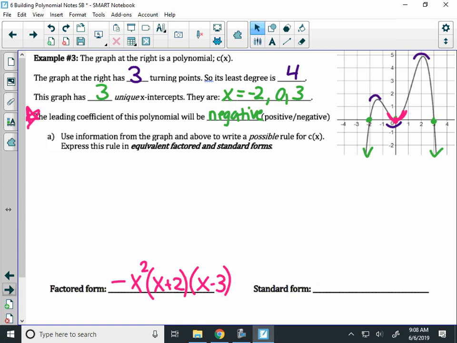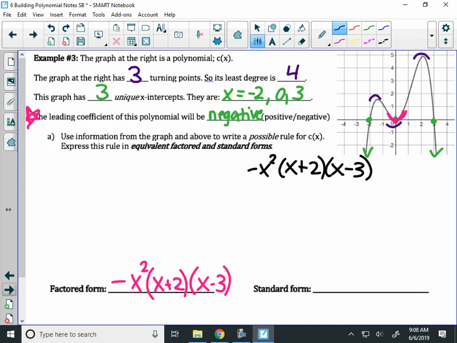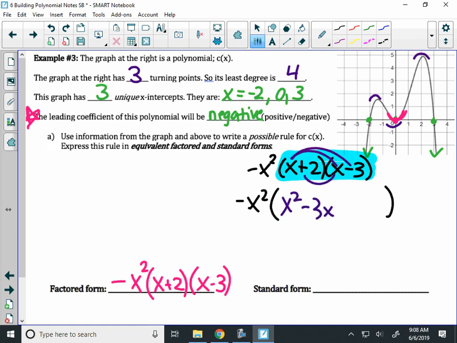Now let's put this into standard form. So I take my factored form, and just like the last problem, I need to multiply two things together at a time. I'm going to start on the right. That's my suggestion. The negative x squared just stays out in front, and you're going to multiply everything on the inside. X times x is x squared minus 3x plus 2x minus 6.